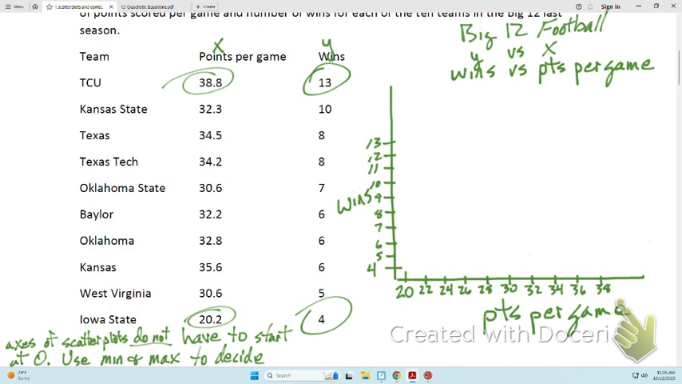I'm going to hit pause and make a bunch of dots. You guys do the same, and I bet in a second we will have identical graphs. All right, there's our graph. Hopefully your dots look the same.